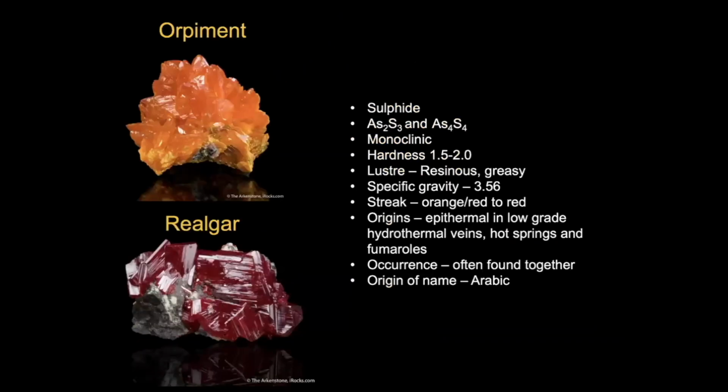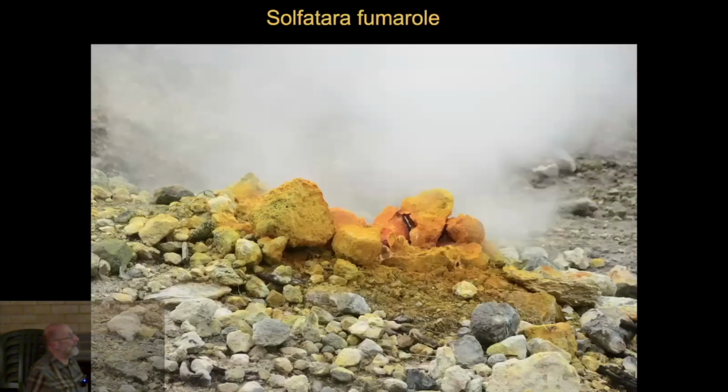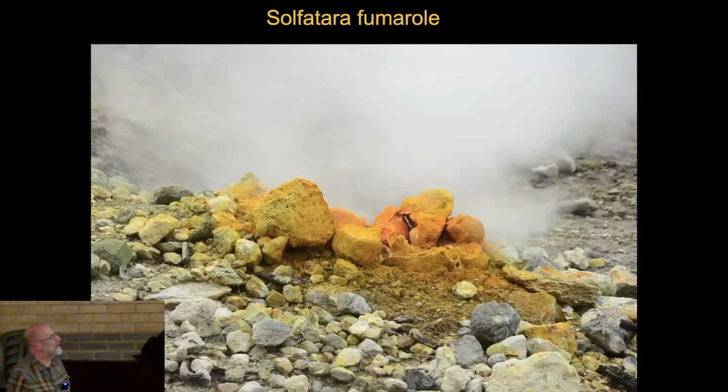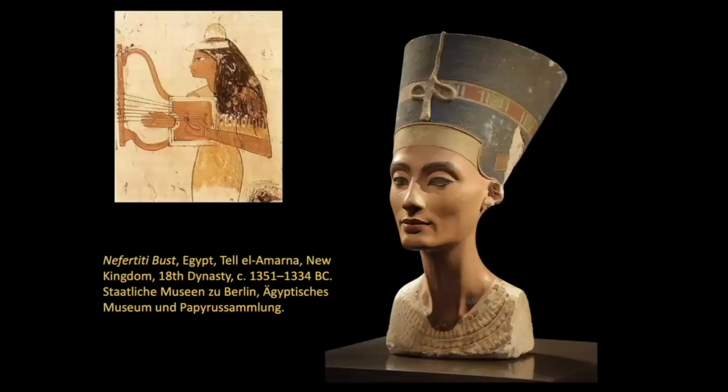But the two minerals we're looking at are basically the same thing. They've just got different proportions of arsenic versus sulfur and give you the orange versus the red colour. And they come mostly as sublimates from fumaroles, like at Solfatara. And the orange colour of orpiment in particular is very easy to spot. And remember what I told you about the bones being gold for the various Egyptian gods.